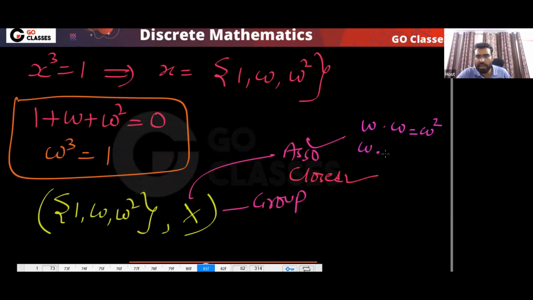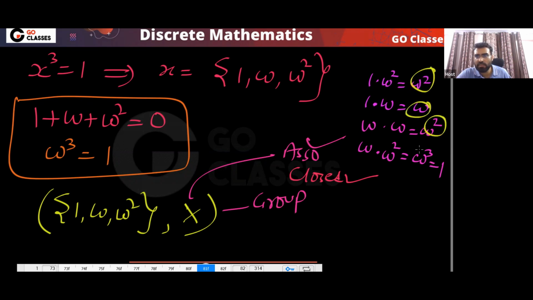So any two elements you take, if you multiply them, what will you get? You will get another element from the set. You can multiply any two elements, and you will get another element in the set. So you can notice all the results are in the set. So I can say this is closed.